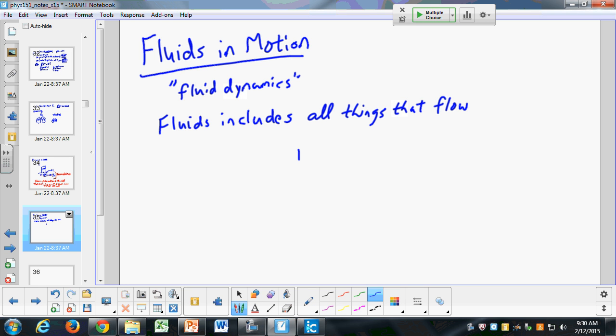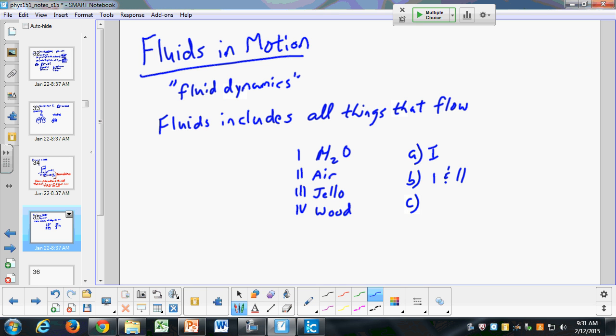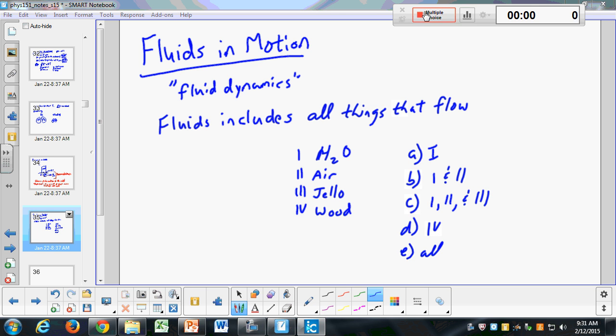Now let's do a quick question. Which of these is a fluid? Water, air, jello, or wood? Is it A, one only, B, 1 and 2, C, 1, 2, and 3, or D, 4, or E, all of these? Which of these is a fluid? 1, water, 2, air, 3, jello, 4, wood. Is it A, just water, B, water and air, C, water, air, and jello, D, wood, or E, all of those? Which of these is a fluid?